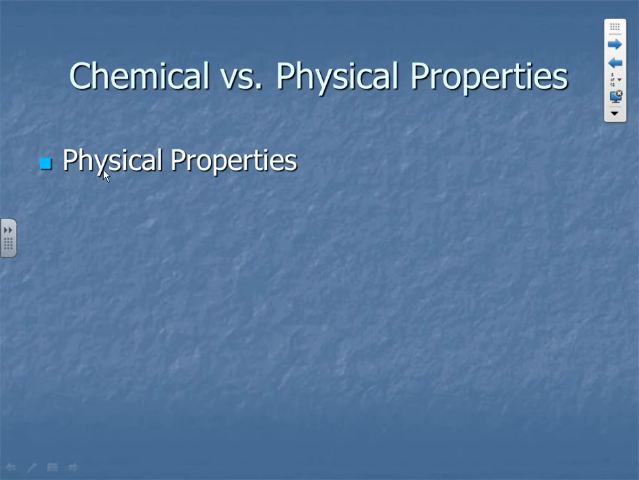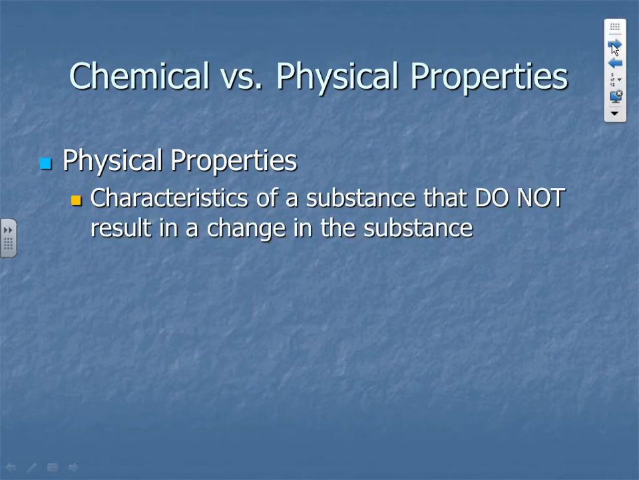Next, physical properties. So here we're talking about characteristics of the substance that do not result in a change in that substance. So now we're not talking about its ability to relate to other chemicals or react with other chemicals. We're just looking at the characteristics of that substance on its own. Here, we're not changing the substance in order to measure or to examine the physical properties of a substance.